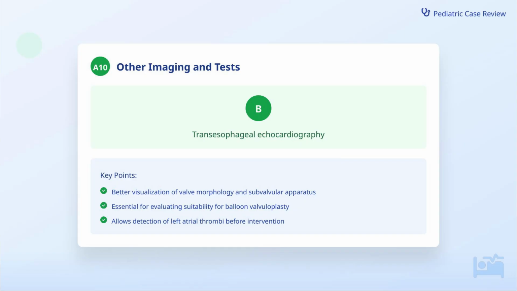While cardiac catheterization can provide hemodynamic data and was historically used for this purpose, transesophageal echocardiography has largely replaced it for pre-intervention planning in most centers. Exercise stress test may help assess functional capacity, but does not provide the detailed anatomic information needed. Cardiac CT scan can show calcification, but does not provide real-time dynamic assessment of valve function.